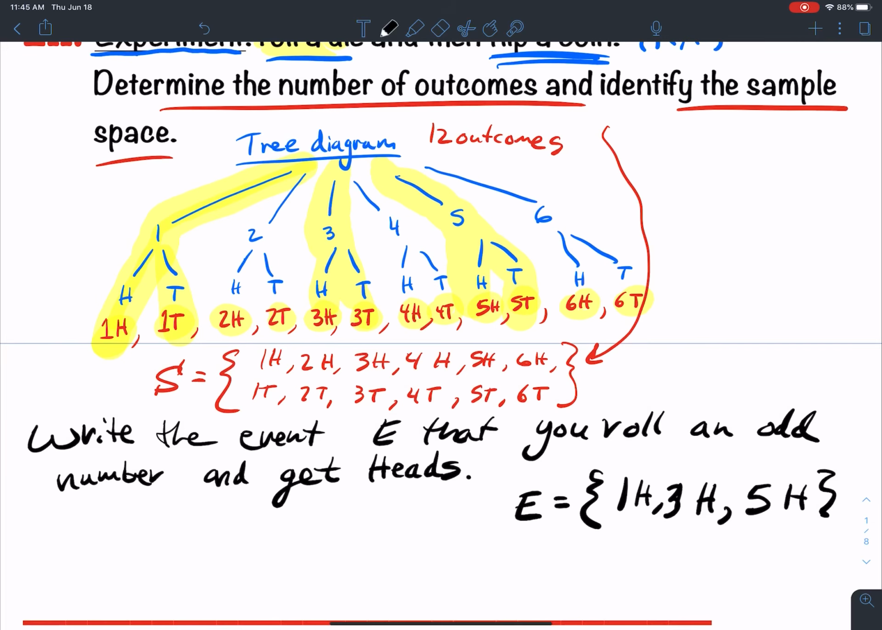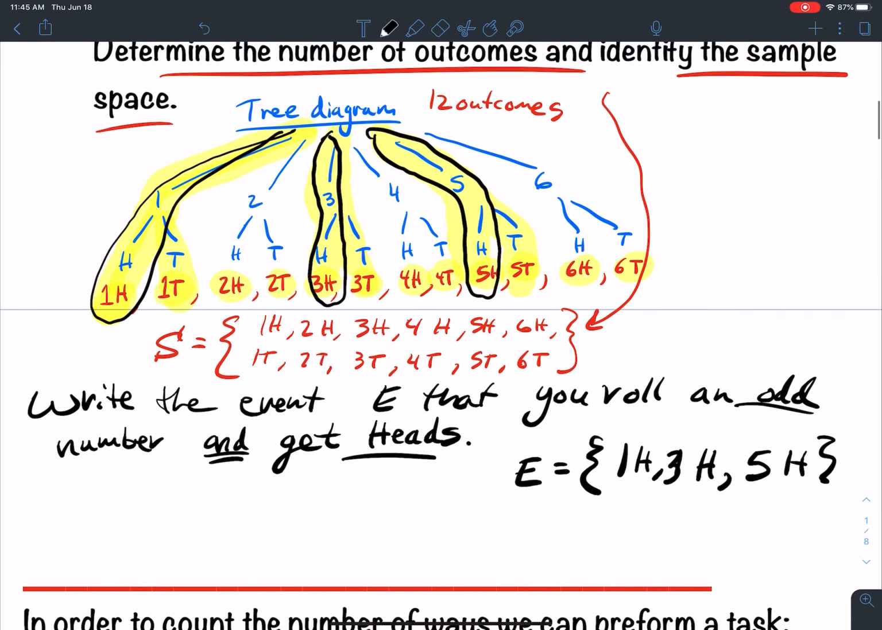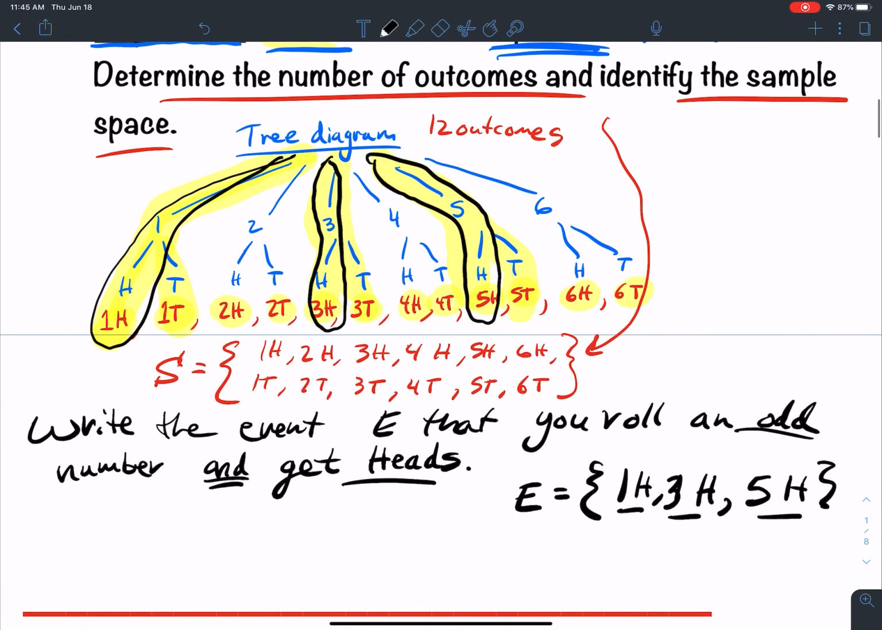Why don't I consider 5T, for 5 tails? Because it says you roll an odd and you get heads. So the only way I can roll an odd and get heads is here, and get a 3, which is odd, and then a heads here. And then get a 5 and then a heads there. So those are the only 3 that work. So there's 3 outcomes. So this event has 3 outcomes in it.